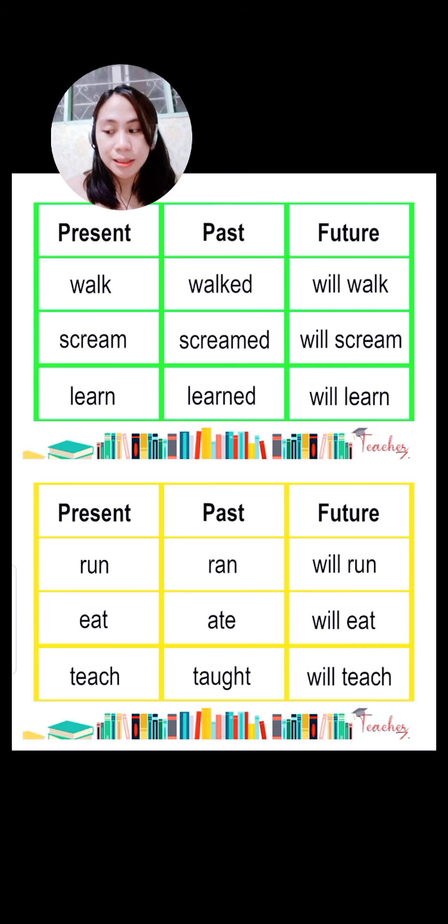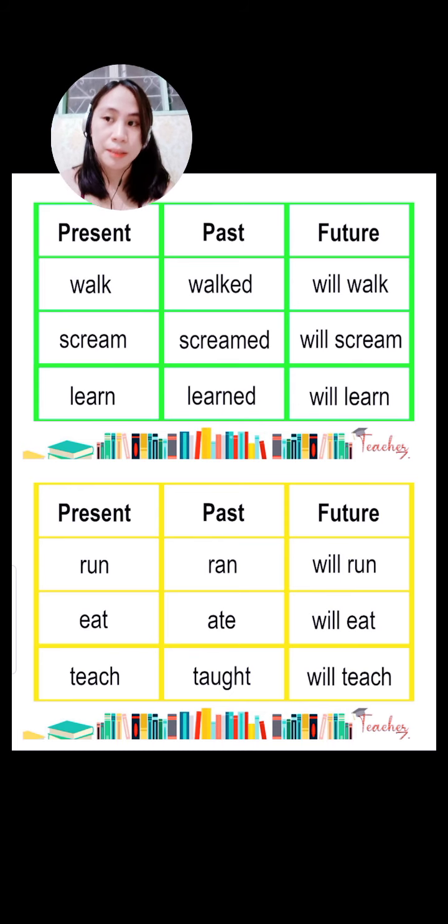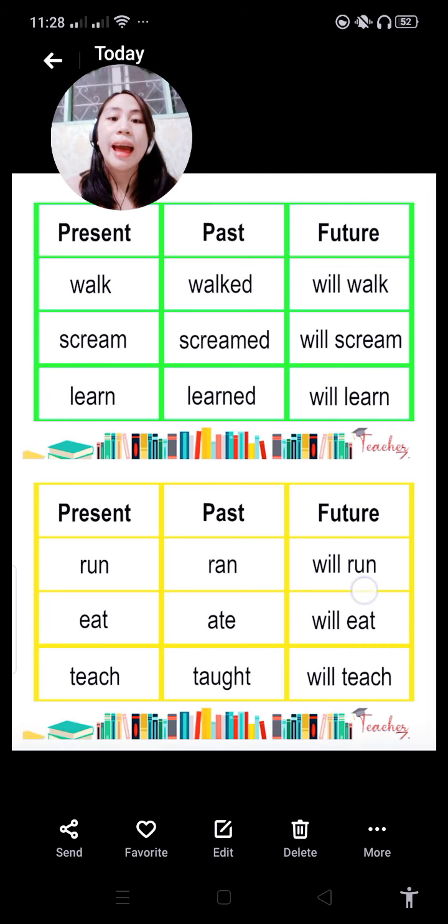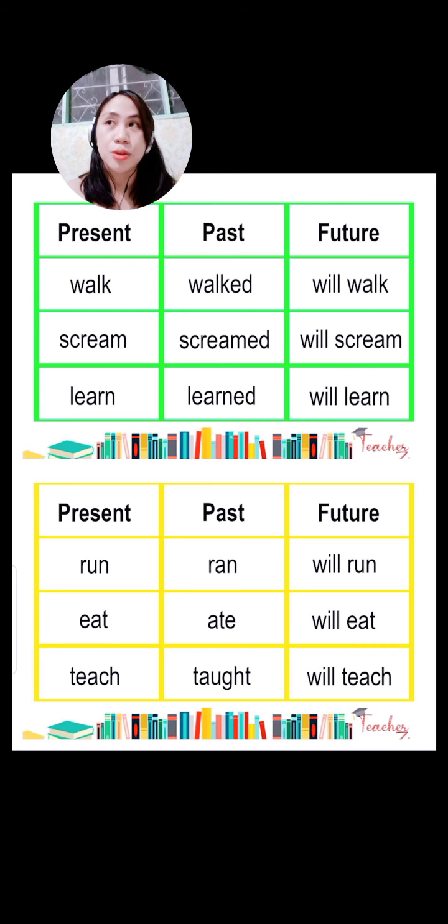And past tense are technically the actions that happened in the past and it's no longer happening. And for future, these are actions that are yet to happen, or you are planning to do, or it will happen in the future. That's why it's called future tense.